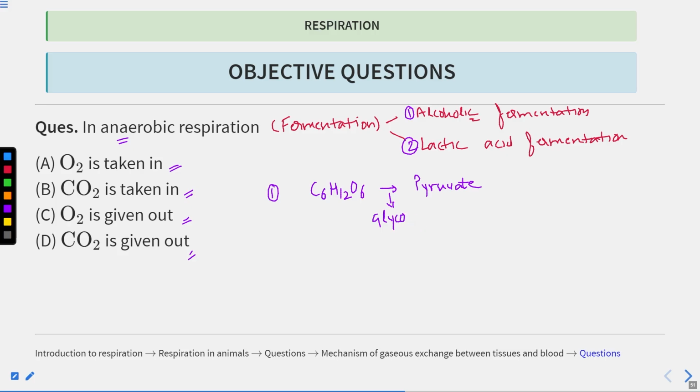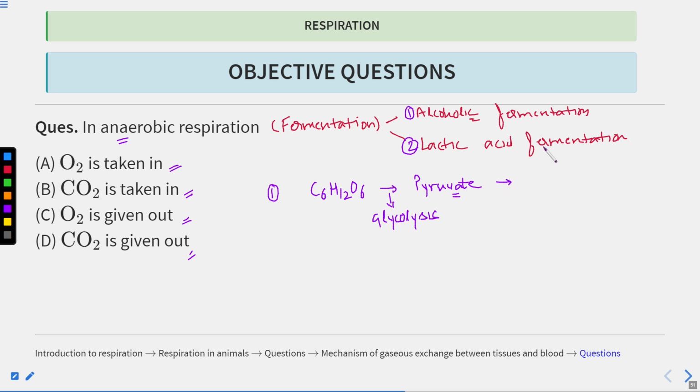Okay, so glycolysis, what is the end product of glycolysis? Two molecules of pyruvic acid. Then if this pyruvate undergoes incomplete oxidation, what will happen? It will undergo anaerobic respiration. So anaerobic respiration is the incomplete oxidation of glucose.